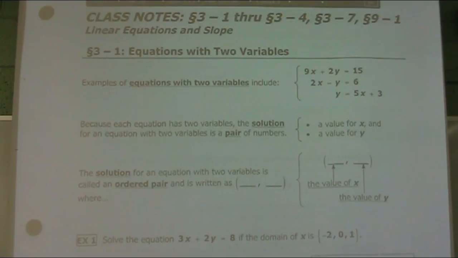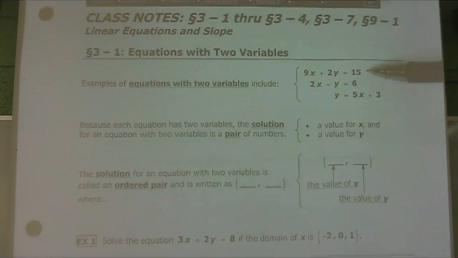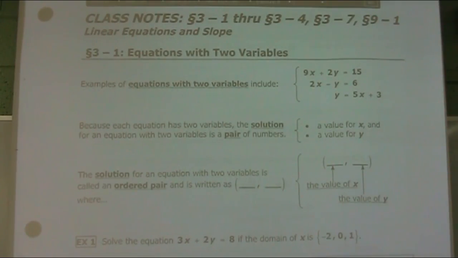Okay, the topic of the day here is equations with two variables. And first of all, we're going to want to define an equation with two variables. These are examples here of equations with two variables. Notice the top one has an x and a y, two variables. Here, an x and a y. Here, an x and a y. Right? That's all an equation with two variables is.